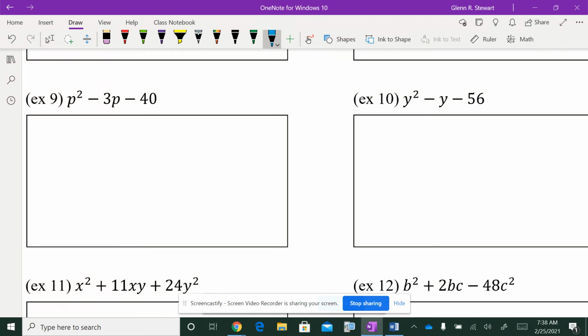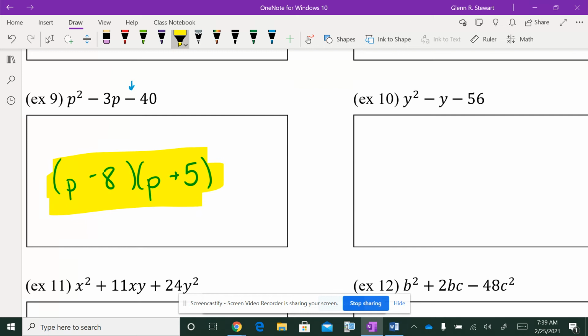Okay, anybody at home like to volunteer? Olivia, go ahead. Good. -8 and +5. Notice how, because of that back half being negative, we've got 2 different signs for our factors. This is awesome.